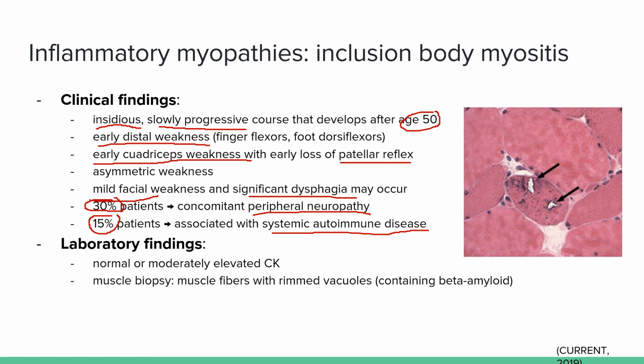In the laboratory findings, we find normal or moderately elevated CK levels, though they are not so sensitive and specific. In the muscle biopsy, we see muscle fibers with rimmed vacuoles. This is the typical finding. These are the rimmed vacuoles at the periphery of the cell, and these vacuoles contain beta amyloid protein.